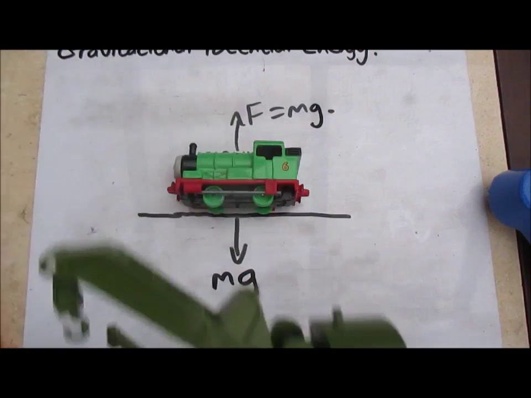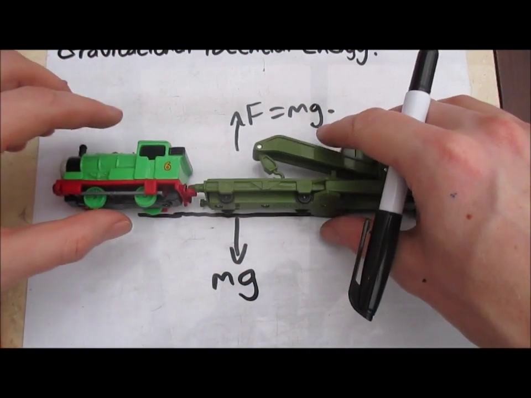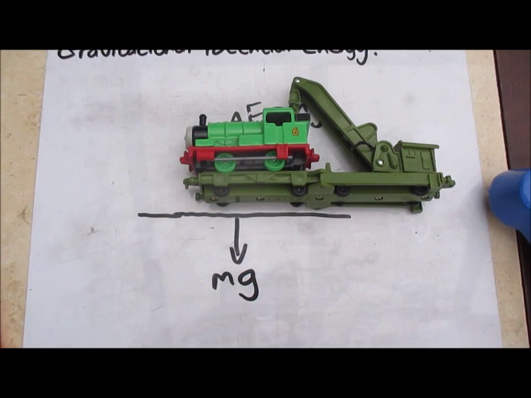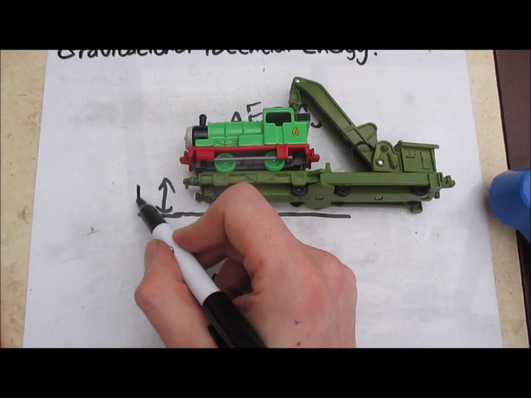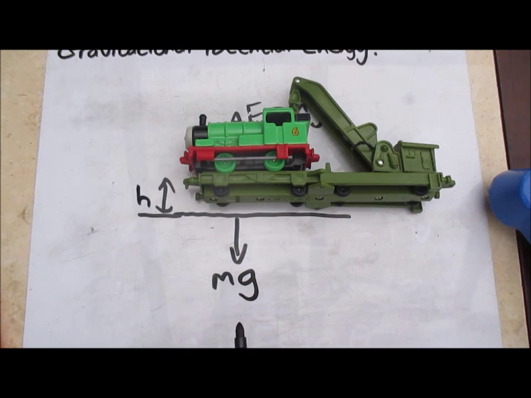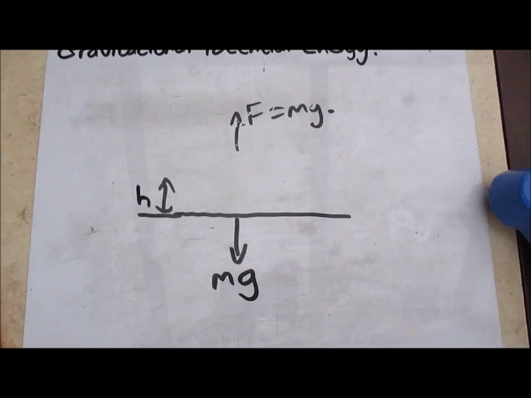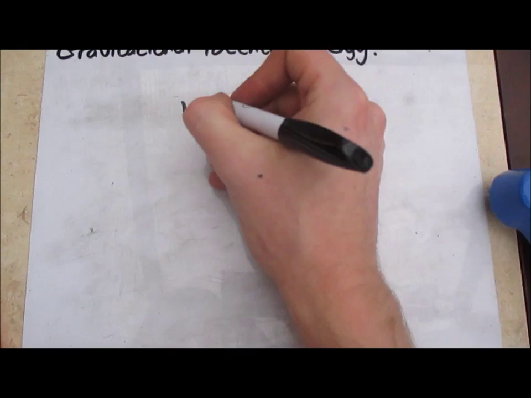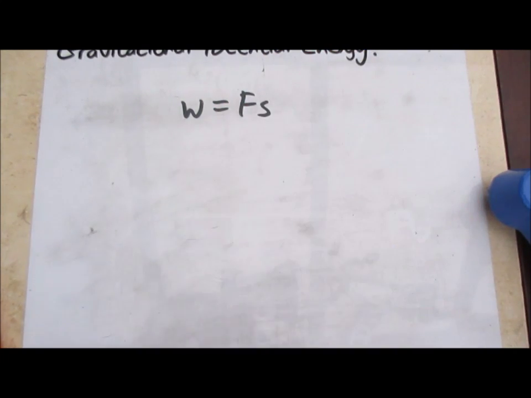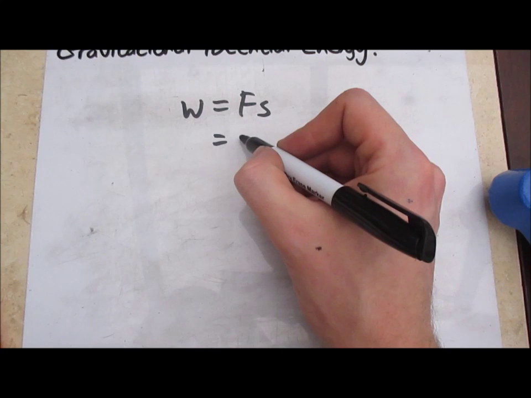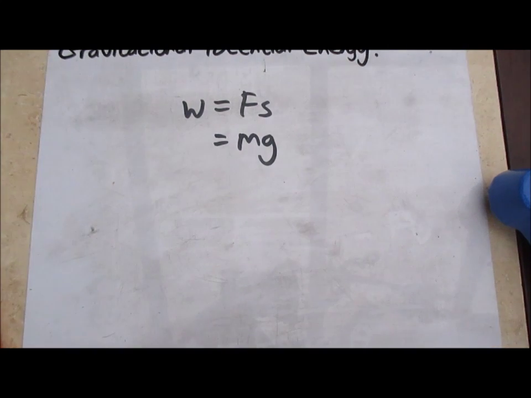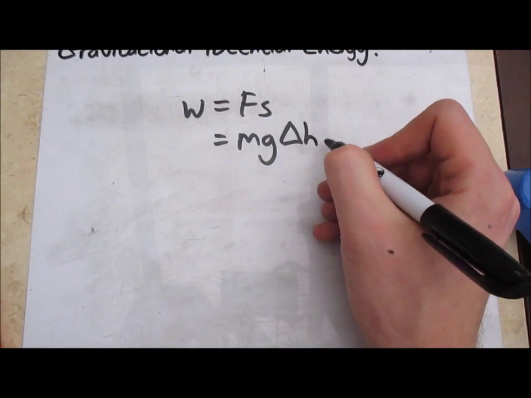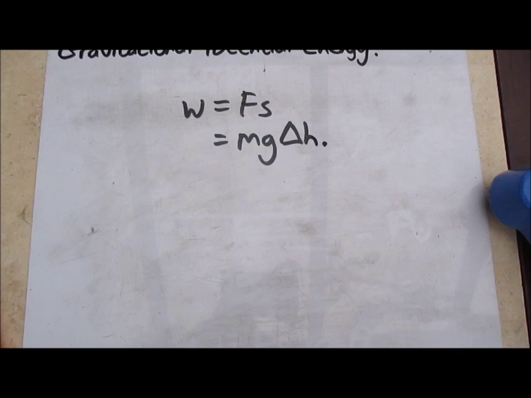Okay, so Percy might be lifted by an object such as, if we bring it in, the breakdown crane. Okay, so if the crane was to lift Percy up using a force F, up to there, it would have lifted Percy through a height of h. Okay, if we clear the board, what that gives us is that the work done on an object, which we saw was force times displacement, is equal in this case to the force, which we said was mg, the weight of the object, multiplied by the distance it's gone through, which is delta h. Now the delta here is significant.